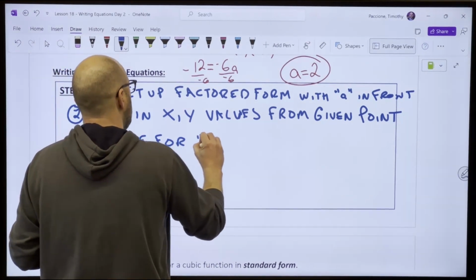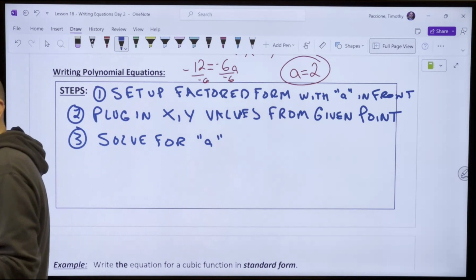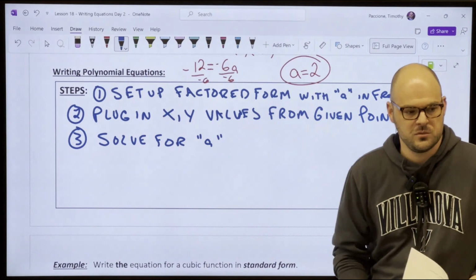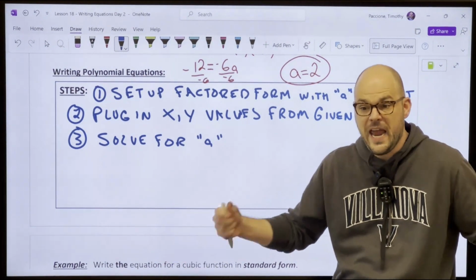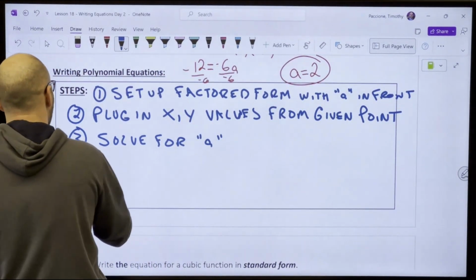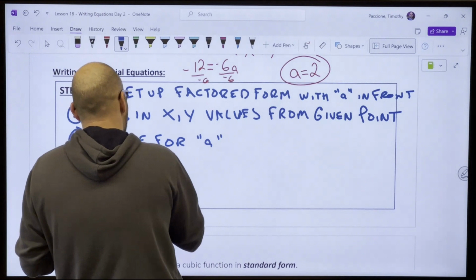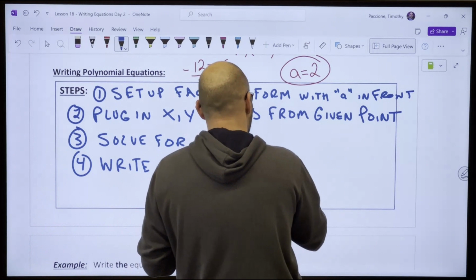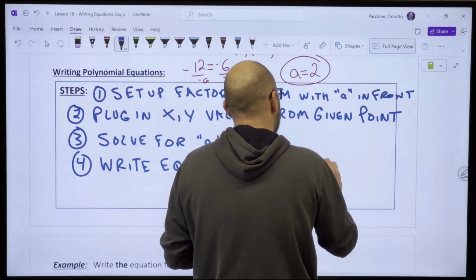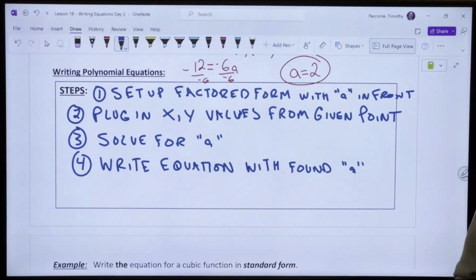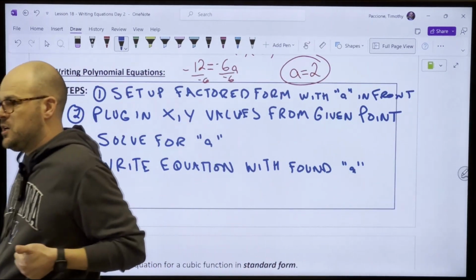Now, here's where a lot of students lose points. They do all the right work, and they find a, and they circle a, and they walk away from the problem. But what are we trying to do? We're trying to write an equation. A was a piece of the puzzle. We found it. Now put it into the equation. So step 4 is write your equation with the found a. Don't forget to finish the job. So those are your steps. And just pay close attention. If it asks for factored form, leave it in factored form. If it asks for standard form, go all the way.